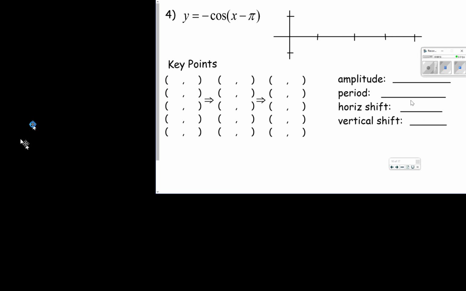Number 4 is our first one where you're seeing key points out of the wazoo. You're probably wondering, why are there so many key points? Well, I have a column for the original key points, a column for the key points after a scale change, and a column for the key points after translation. So you're going to end up doing a lot of work on this.